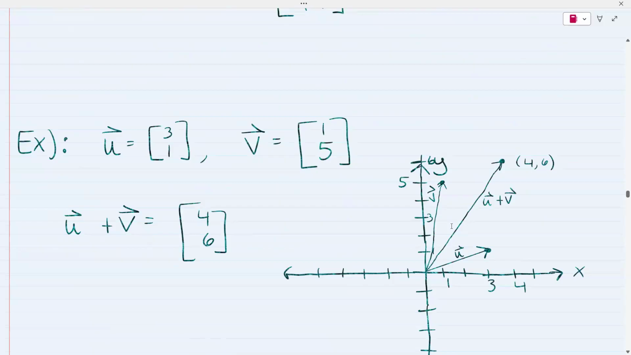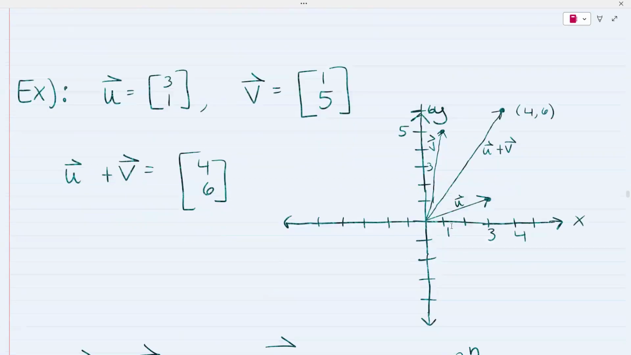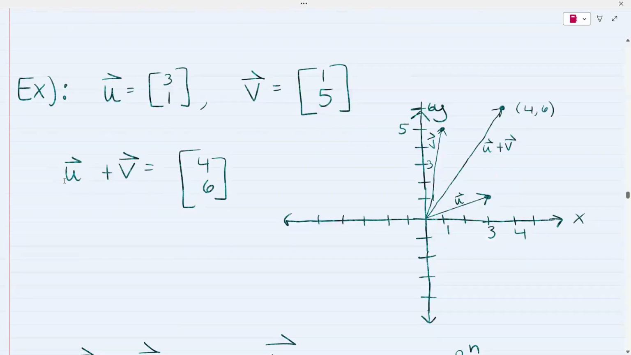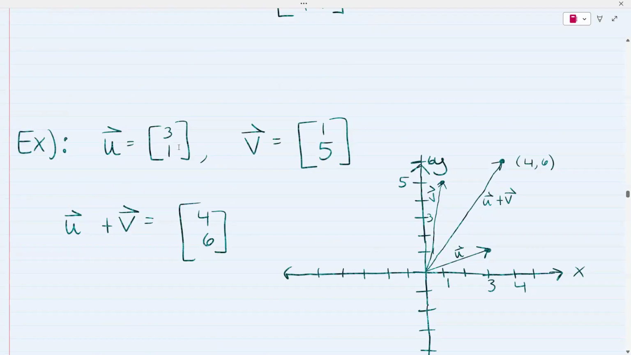Let's do another example. So let's say vector u is 3 comma 1 and vector v is 1 comma 5. What happens when you add vector u plus vector v? Well, check first if you can add them. Can we? Yes, because they are the same size. They're both 2 by 1. So vector u plus vector v is 4 comma 6.